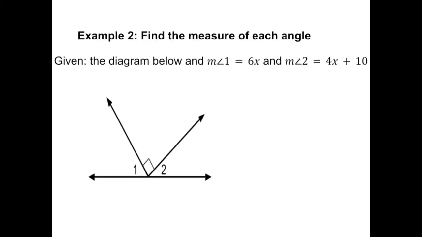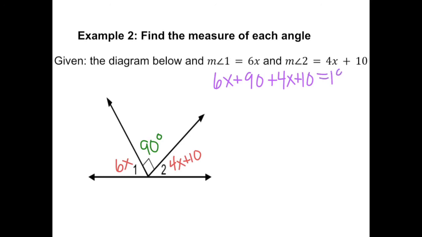Last example here, it says given the diagram below, which, though it may look a little silly, it does look like we have a right angle in here. It says the measure of angle 1 is 6x, so I'm going to label that, and the measure of angle 2 is 4x plus 10. And our job is to find the measure of each angle. So there's 3 angles in here. Based on the diagram with that square there, I can say that that is 90 degrees, which is going to be helpful to find x and those missing 2 angles there. And I'm just going to use the angle addition postulate, which says if I add 6x plus 90 plus 4x plus 10, that's going to equal 180 degrees because they are creating this line here.